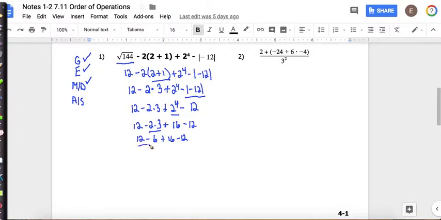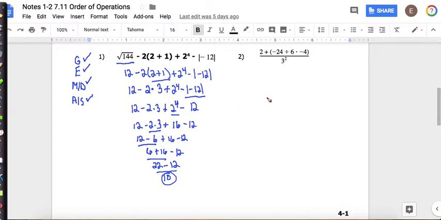So I have 12 minus 6 is 6. Bring down the plus 16 minus 12. I'm still adding or subtracting, so 6 plus 16 is 22. Bring down the minus 12. And 22 minus 12 is 10. So I check off my last step.